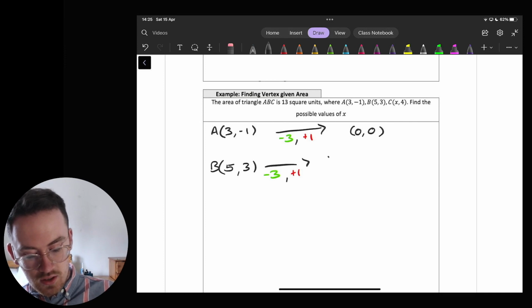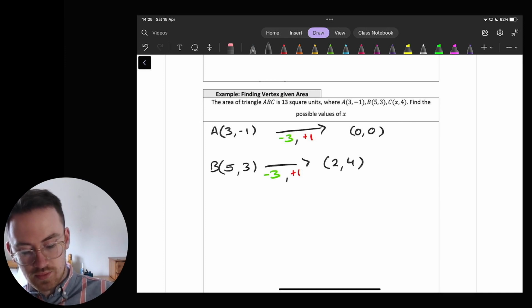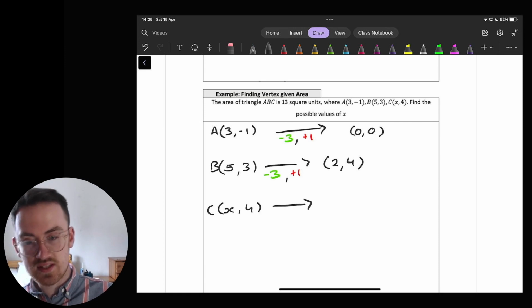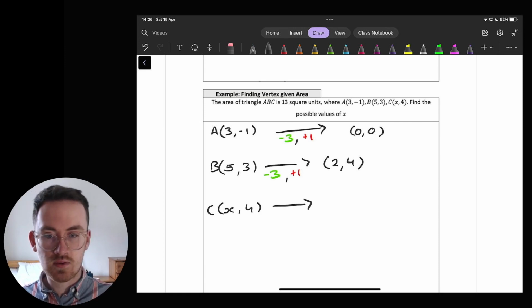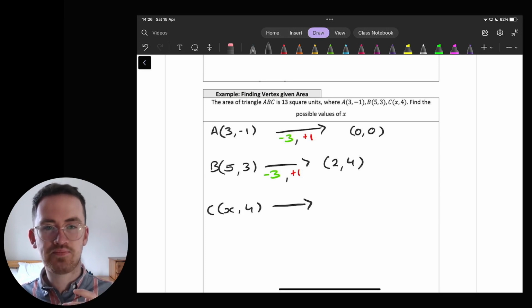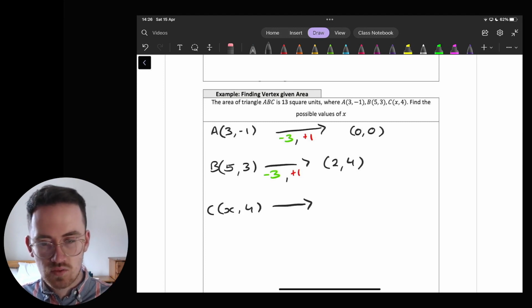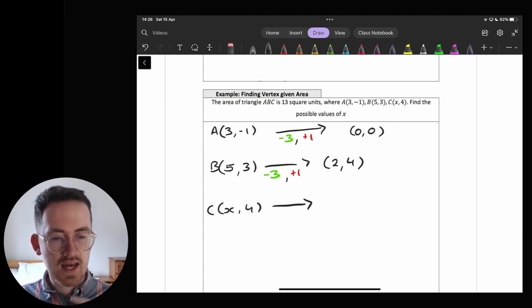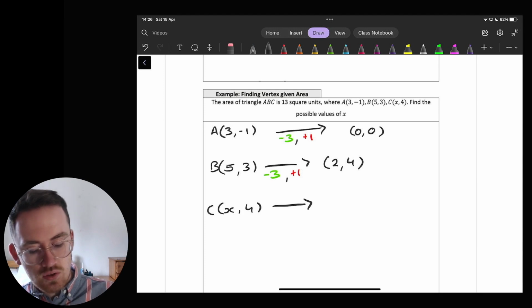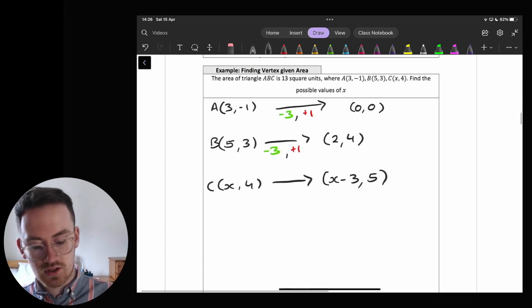So that will give me 2, 4. Some people might be inclined to say, well, I'll move C to the origin, and I'll just take away x. You can do that, and you'll end up with minus x in some of the other points. It just makes it a bit more confusing. It's easier to focus on moving one of the ones with numbers and get rid of that altogether. So moving this one in the same way will give me x minus 3 and 5. So that's what I'm going to use in my formula.